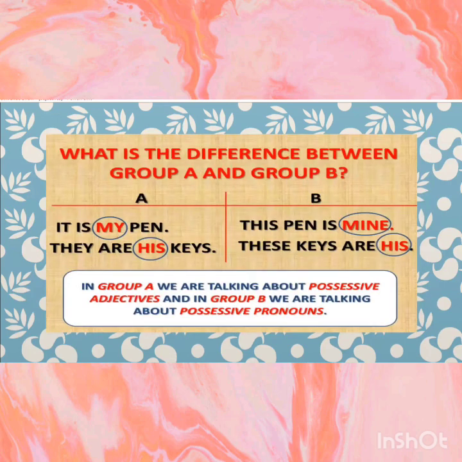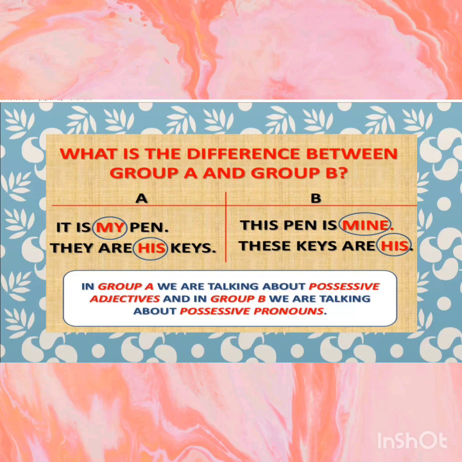What is the difference between group A and group B? This is a small activity which is shown to you to make you clear about the possessive adjectives and the possessive pronouns. It is my pen. This pen is mine. They are his keys. These keys are his. Dear children, you can see that the word my is placed just before the noun. So it's a possessive adjective.